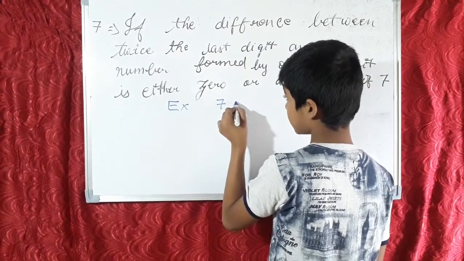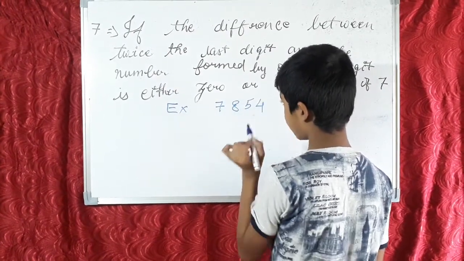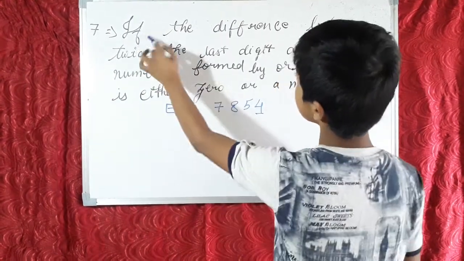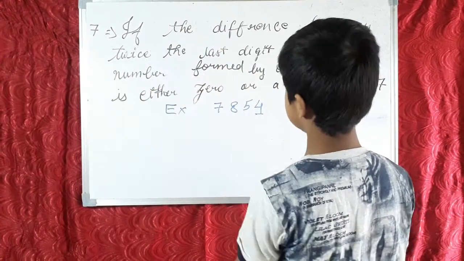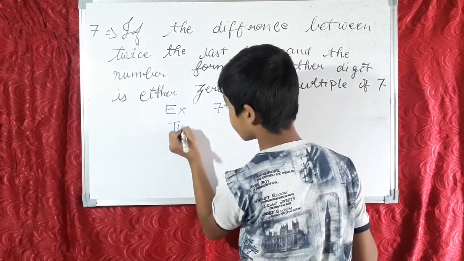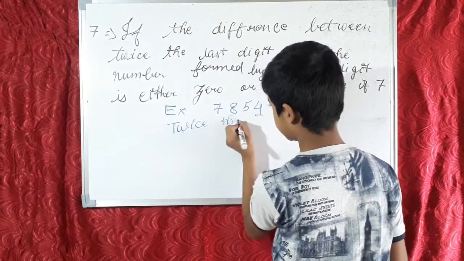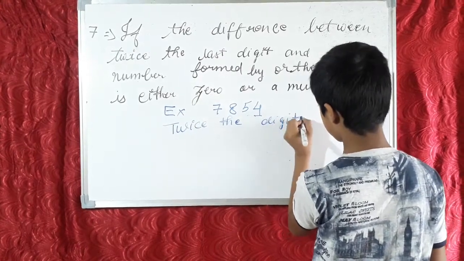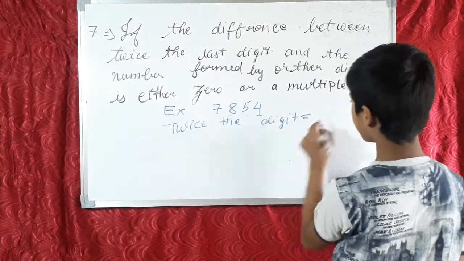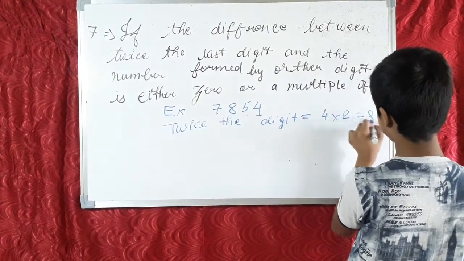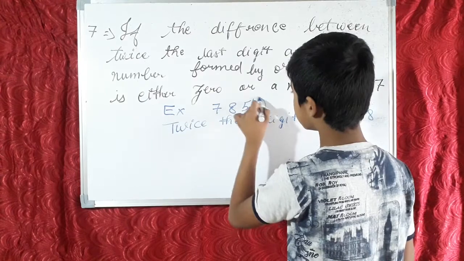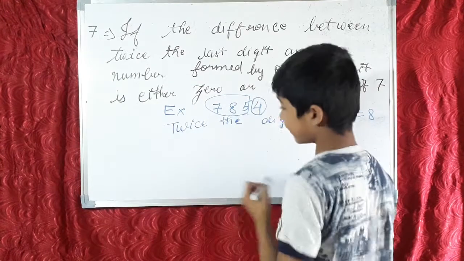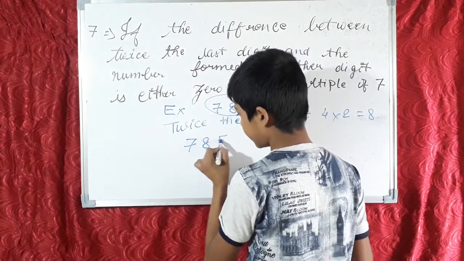We will take the example 7854. The last digit is 4. Twice the last digit: 4 into 2 is 8. Now we will not take this 4 with the rest. What is our left number? 785. The left digits.